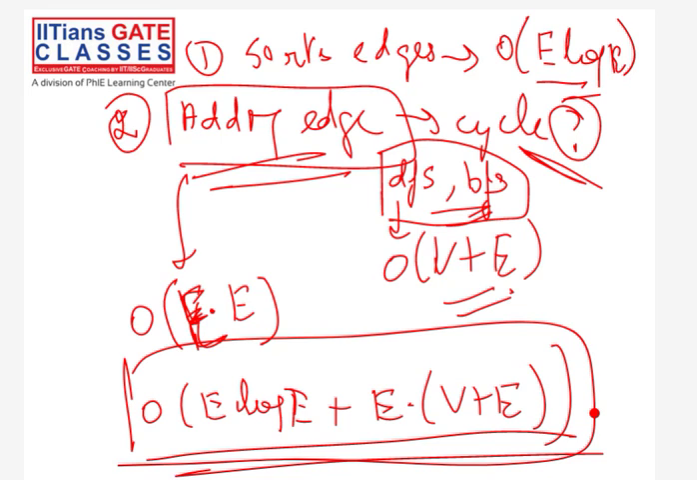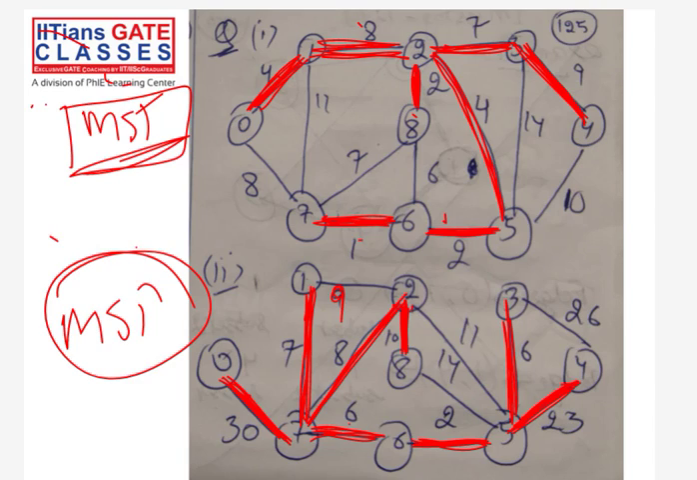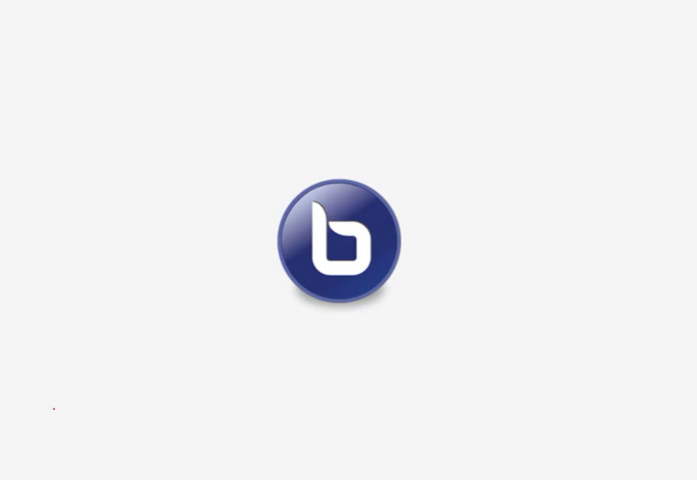In the worst case you will check all the edges, correct? If you want to include the heaviest edge, you have to check all the edges. So that's why this is E. Alright, now I'll tell you another way.